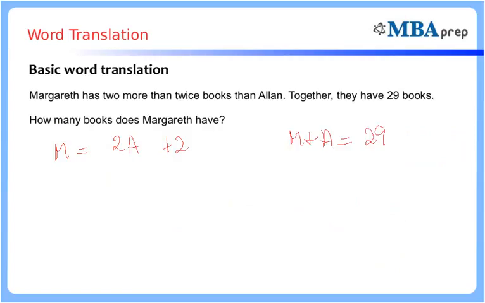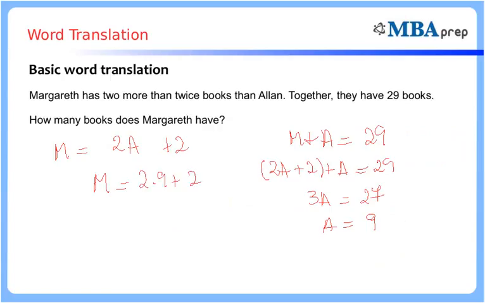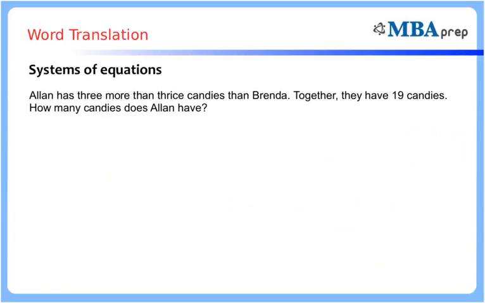So you can write the quantity of books that Margaret has equals 29. So 3a equals 27. A is 9. So Margaret is twice 9 plus 2, 20. So she has 20 books. Ellen has three more than thrice Brenda. This is a little bit complicated, but three more than thrice, three times.